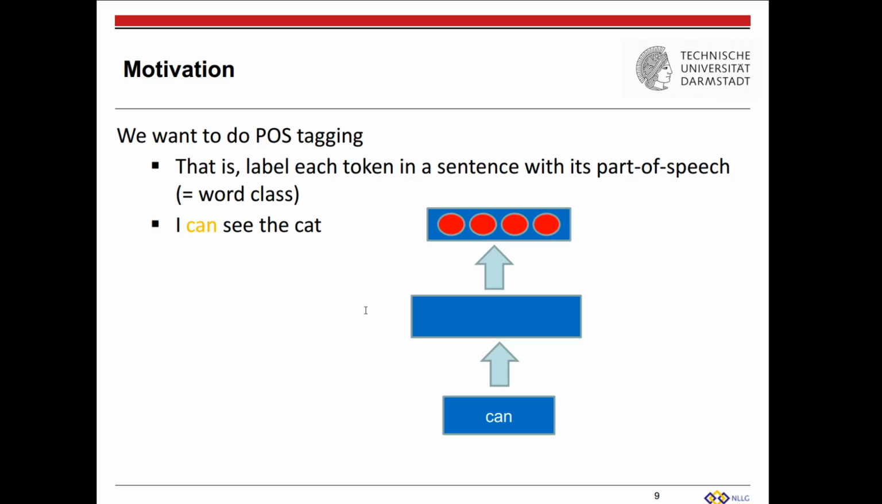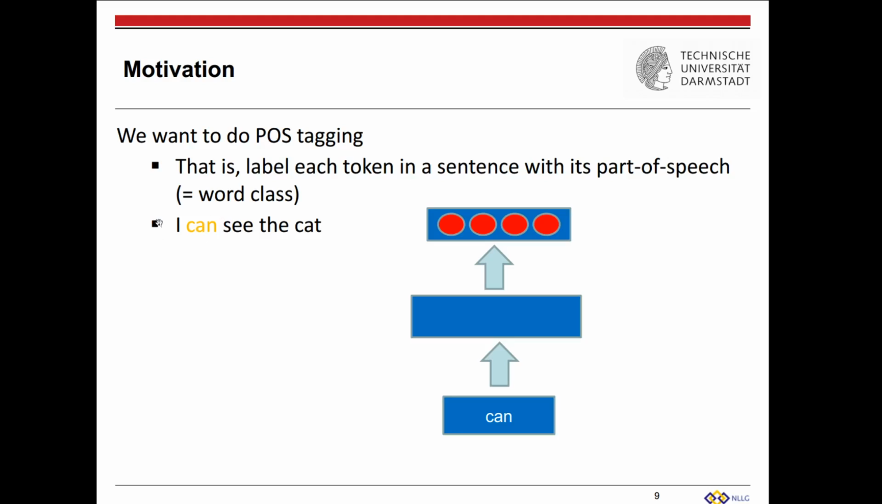So we motivate RNNs again. How do we motivate them? We motivate them by the task of part-of-speech tagging. Part-of-speech tagging is where we want to label each token in a sentence with its part of speech, and the part of speech is the word class. And the word class is something like noun, verb, adjective, etc.